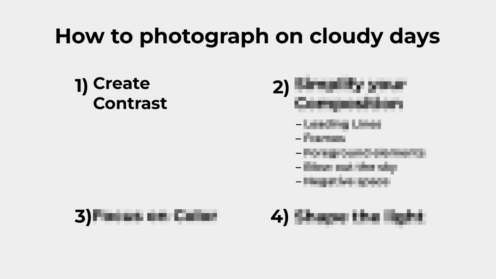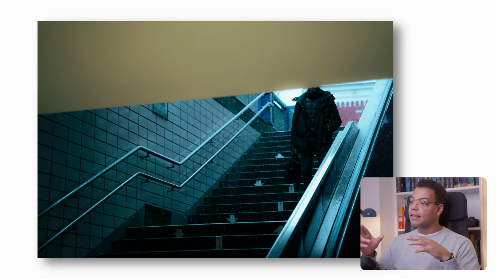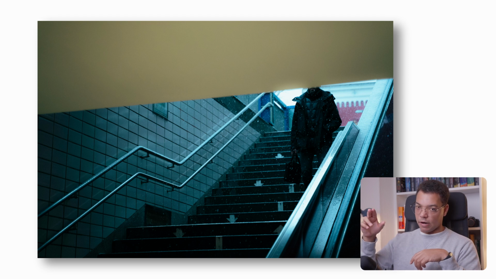So the next tip I have for you is simplify your composition. And there's a couple of ways in which you can do that. So one thing is using leading lines, as in this case, because in this photo there is not too much contrast if you look at it. We have a little bit of contrast on the top right where our subject's upper body is.